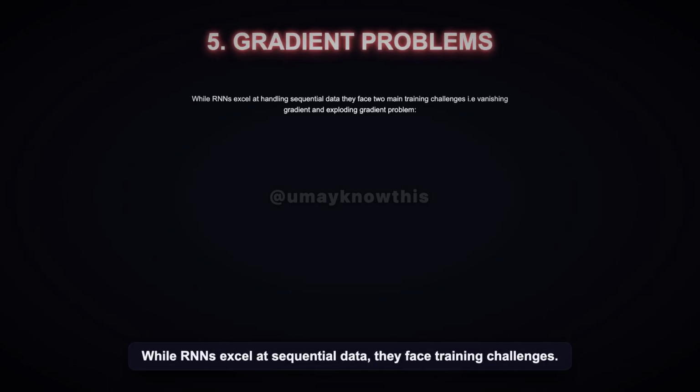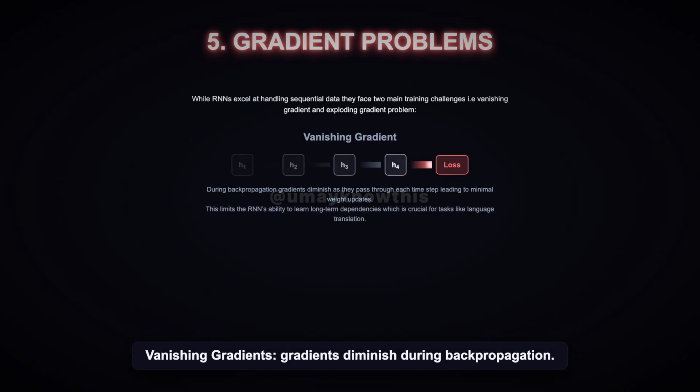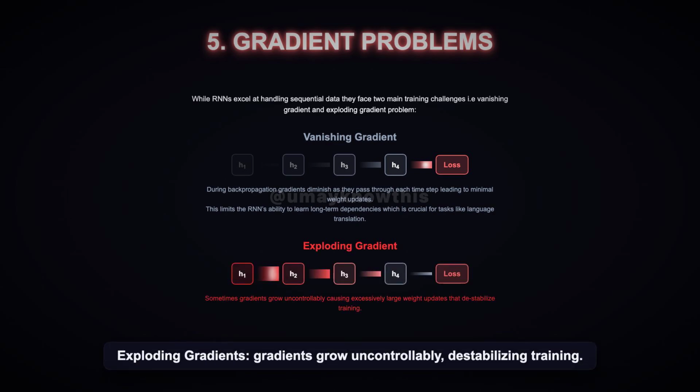While RNNs excel at handling sequential data, they face two main training challenges: the vanishing gradient and exploding gradient problems. Vanishing gradient occurs during backpropagation when gradients diminish as they pass through each time step, leading to minimal weight updates. This limits the RNN's ability to learn long-term dependencies. Conversely, exploding gradients happen when gradients grow uncontrollably, causing excessively large weight updates that destabilize training.